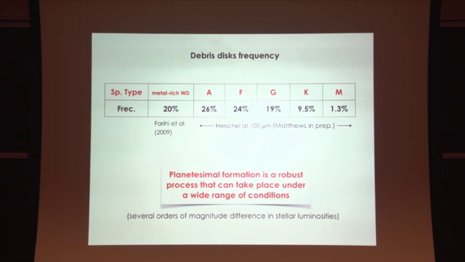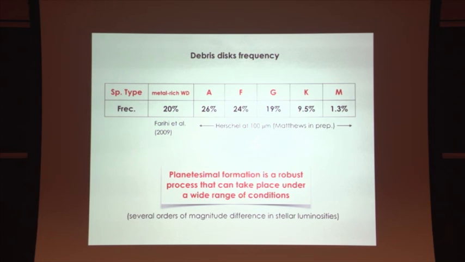There is a range of ages here, but generally they are older than 100 million years. I will talk a bit about the evolution of the debris disks in a little bit. What I wanted to point out in this slide is that there is evidence of dust around debris disks, of planetesimals, of planetesimal formation really, around stars with a wide range of spectral types, which is a wide range of stellar luminosities, indicating that planetesimal formation is probably a very robust process that can take place under a wide range of conditions. There are orders of magnitude difference in stellar luminosity here.